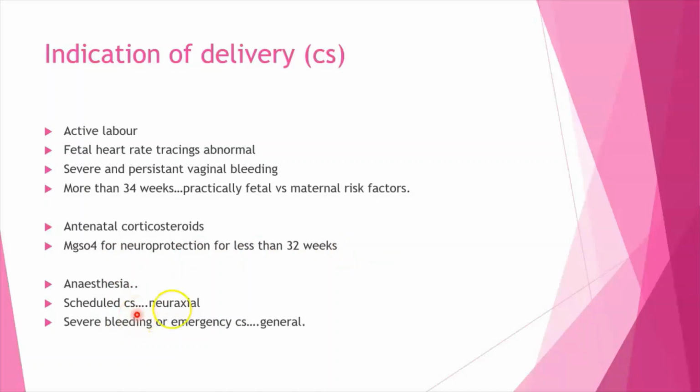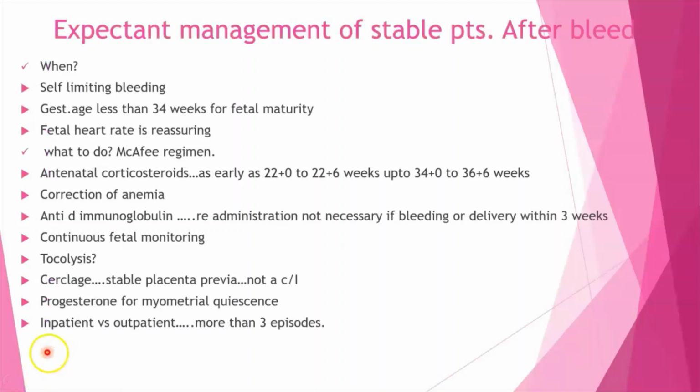Anesthesia: for a scheduled cesarean, we can give neuraxial anesthesia, but in case of severe bleeding or emergency CS, we give general anesthesia. Now, expectant management of stable patients after a bleed. When do we do expectant management? In case of self-limiting bleeding, gestational age less than 34 weeks. Why? For fetal maturity. And most important, the fetal heart rate is reassuring. This all is called the McAfee regimen.